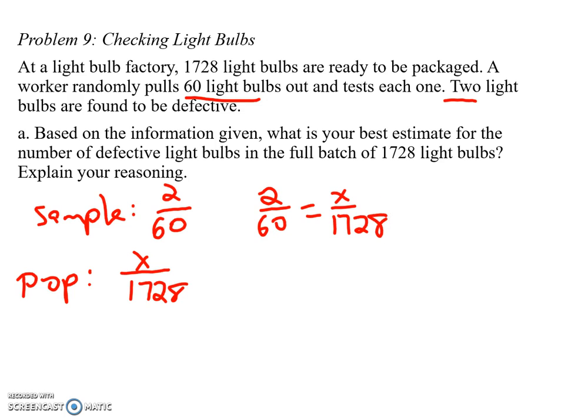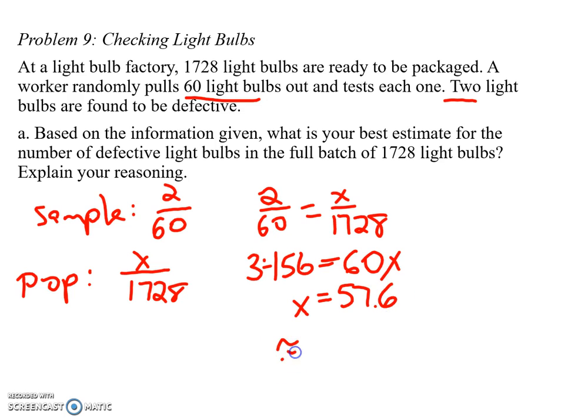If we do this, we would get 3,456 equals 60x. We divide both sides by 60, and we get that x equals 57 6/10. So that means about 58 bulbs will be defective.